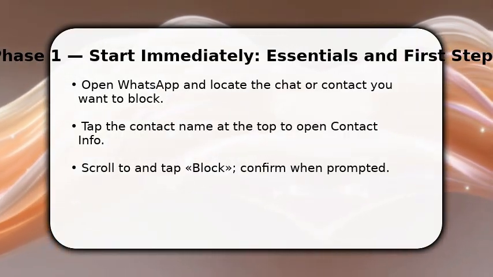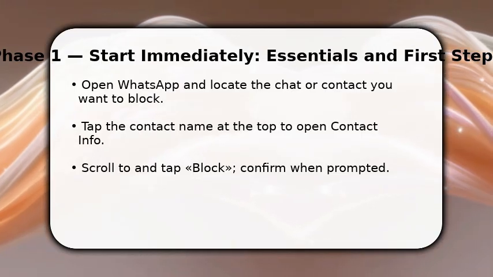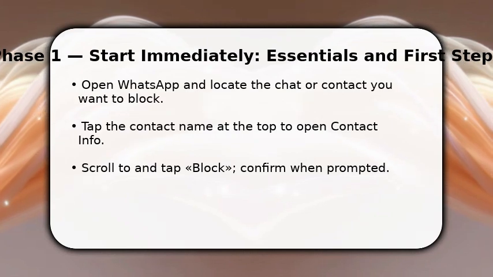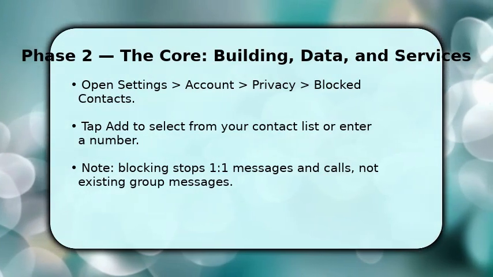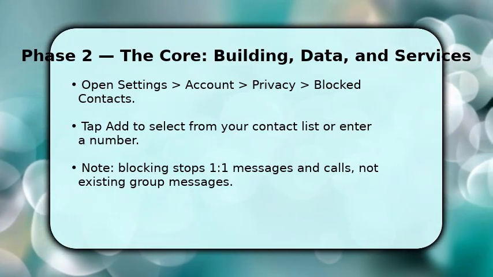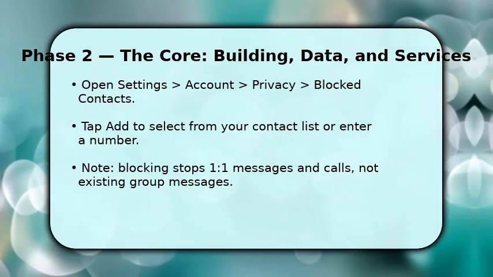Make sure to pause and read the confirmation so you know what will change before you commit, because blocking is reversible but immediate. If you prefer a centralized method, go to WhatsApp settings, then account, then privacy, and open blocked contacts. This shows everyone you've blocked.